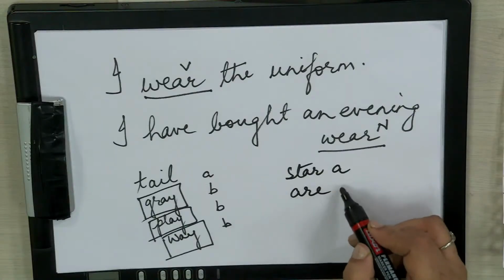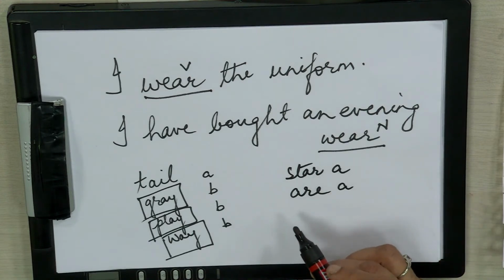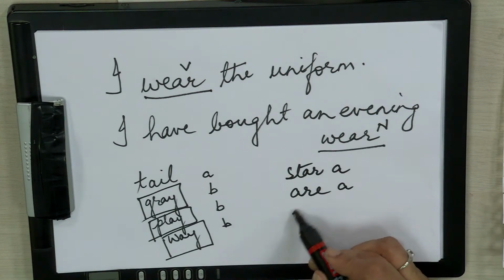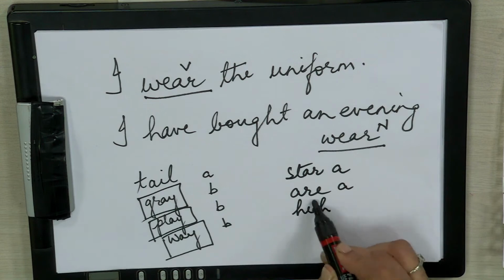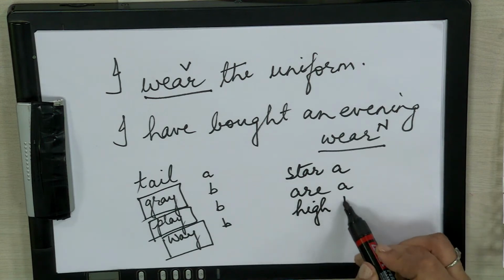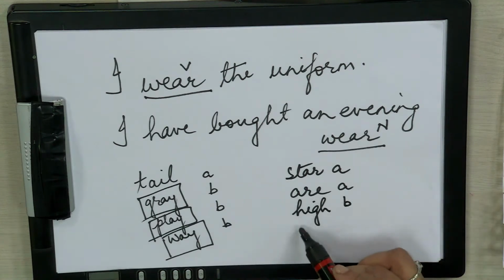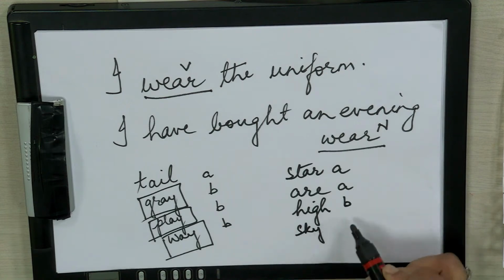Yes. Like twinkle, twinkle, little star. How I wonder what you are. Star is A and what you are is again A. Up above the world so high. High does not go with star or are, so it will be B, like a diamond in the sky. So sky is again going with high, so it is B.